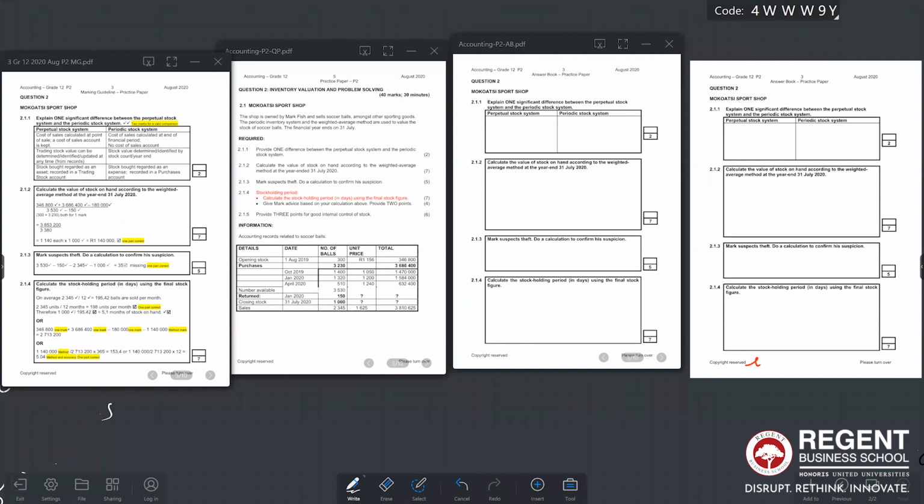If you think about it, how many soccer balls did you have to sell? You had 300, which was opening, plus 3,230. That's how many you had purchased plus what you started with. And then you minus what you returned to your supplier, 150. Now, that's what you had to sell.